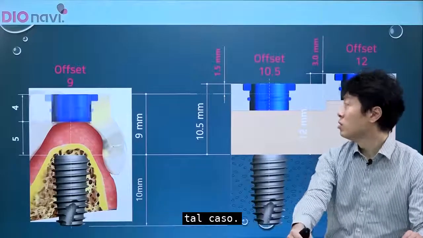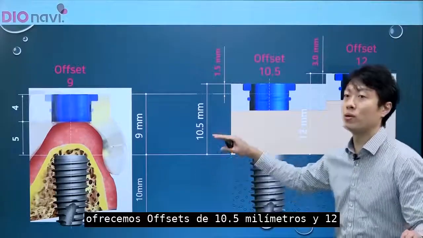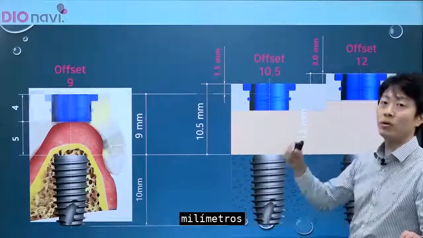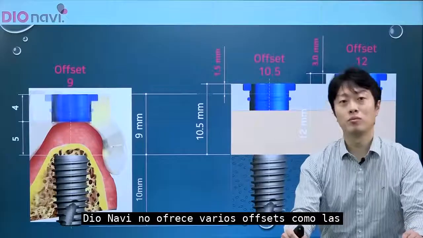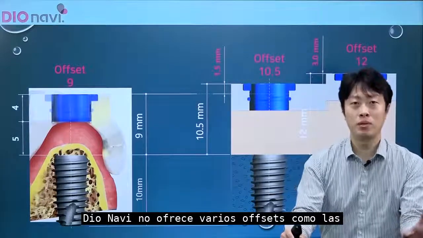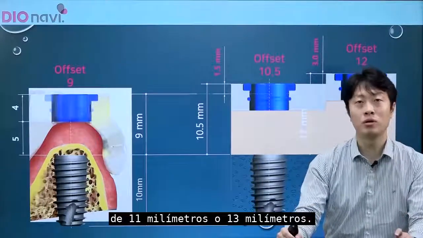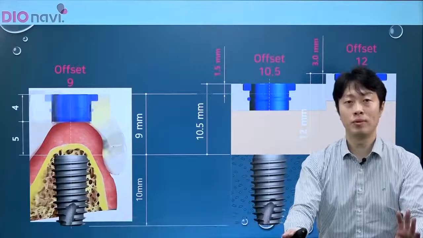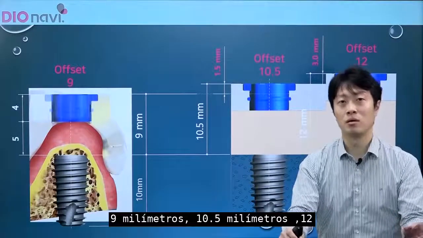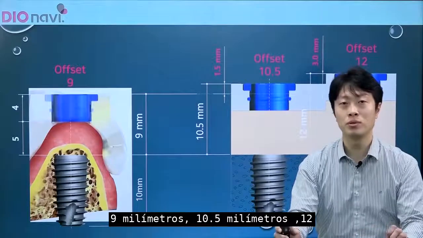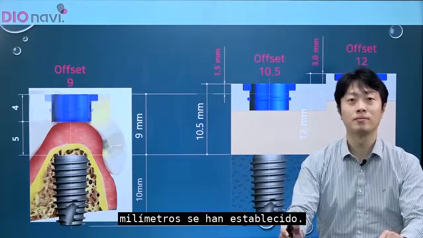To respond to such a case, we offer offsets of 10.5 millimeters and 12 millimeters. DIOnavi doesn't offer various offsets such as those of 11 millimeters or 13 millimeters. Please keep in mind that 3 offsets, 9 millimeters, 10.5 millimeters, 12 millimeters, have been set as defaults.